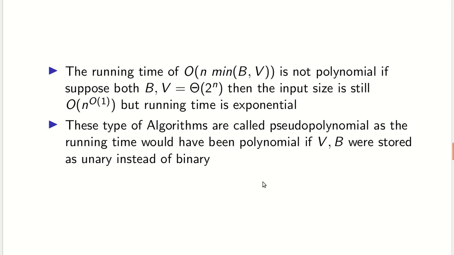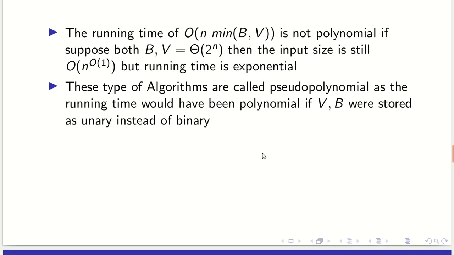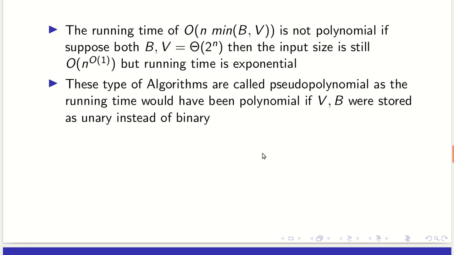So these types of algorithms we call pseudo-polynomial algorithms, because if v and b were stored in unary instead of binary, then the algorithm would have been polynomial. But it's not. That's why we call it a pseudo-polynomial algorithm. And this problem, if you know about the concept of NP-hardness, is NP-hard.